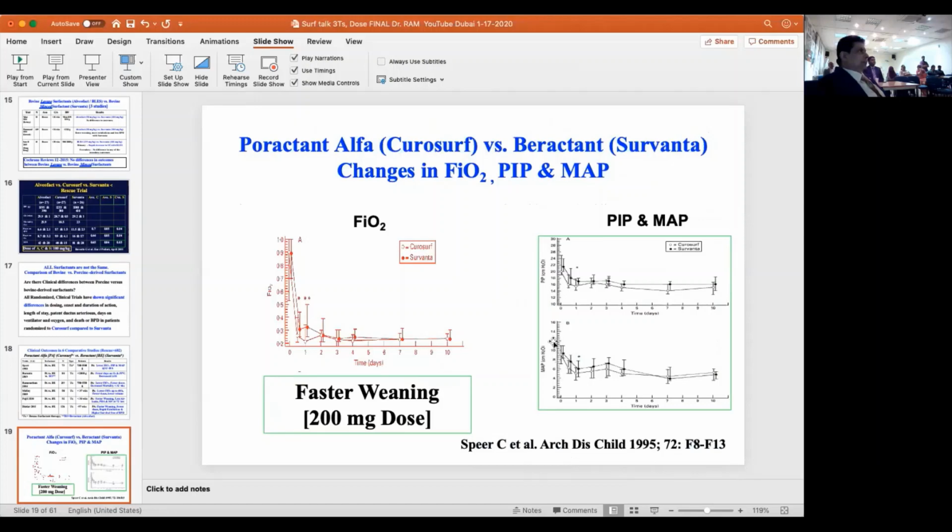Very quickly, this is the pilot study published many years ago, in 1995, from Germany. You can see faster weaning of FiO2 in babies randomized to Curosurf at a 200 milligrams per kilo dose, and faster weaning of peak inspiratory pressure and mean airway pressure, again in the first 20 days. After that, there was no difference.